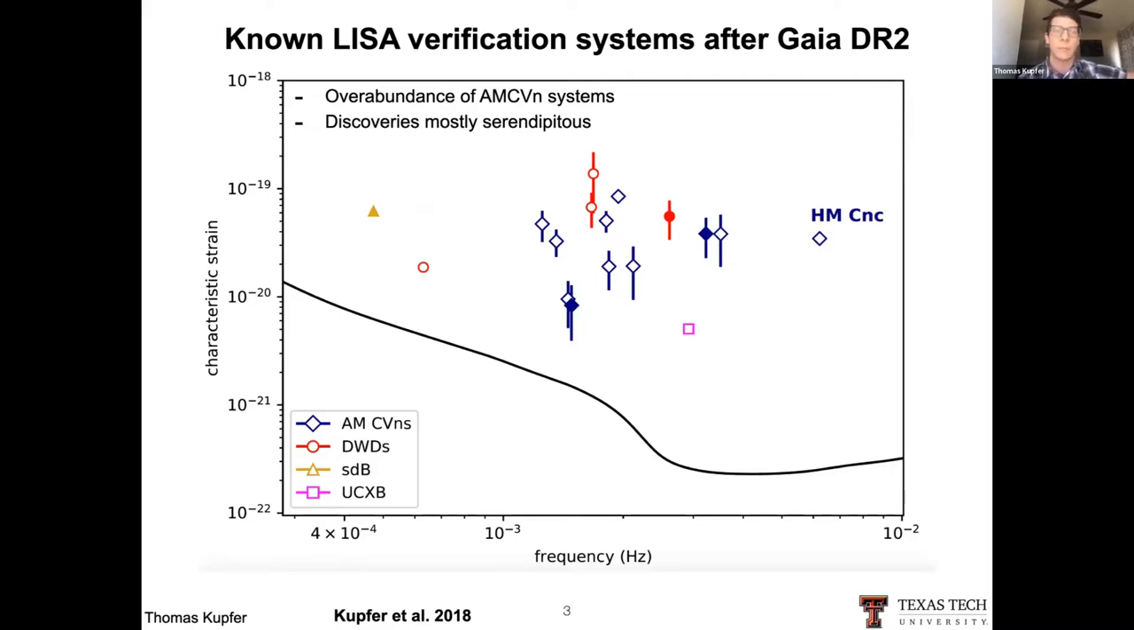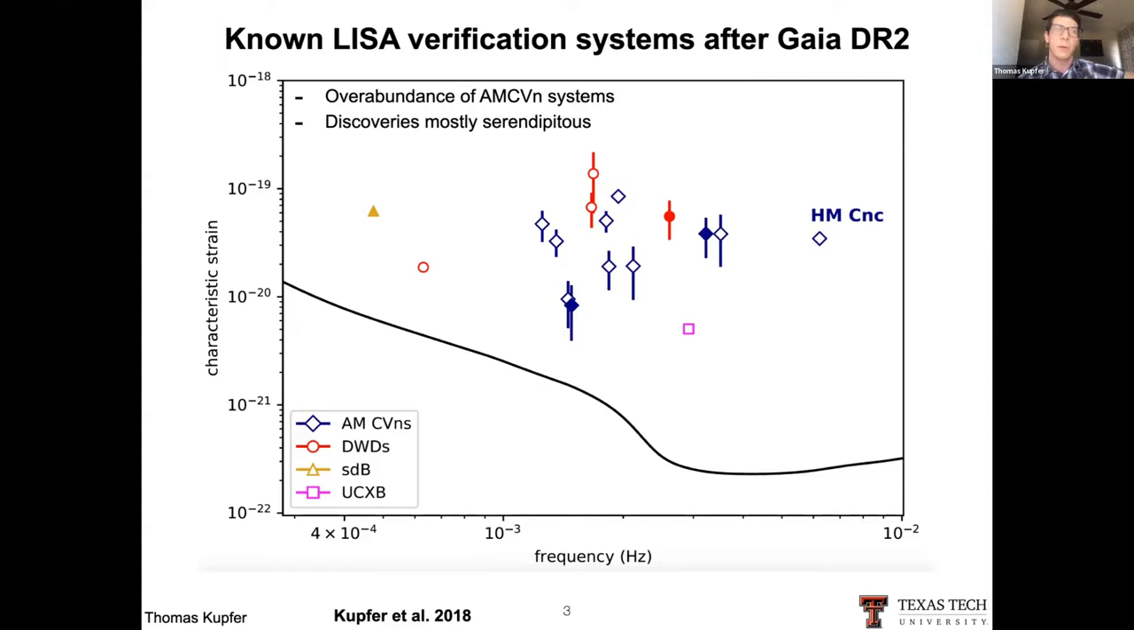Let me say a few things about these 2018 sources. At that point, I don't think there had been a systematic study to find these sources on a large scale. Most of these sources were purely serendipitous discoveries, just falling out of a survey. For example, HM Cnc is the 5-minute binary, which was first detected as an X-ray source, and only follow-up observations showed it is a compact system. So there was a strong overabundance of AM CVn systems, which are accreting white dwarfs. Theory does not necessarily predict that; we would expect many more double white dwarfs, shown here in red. The number of known sources was biased towards the AM CVns, due to how they were discovered. So that was 2018.